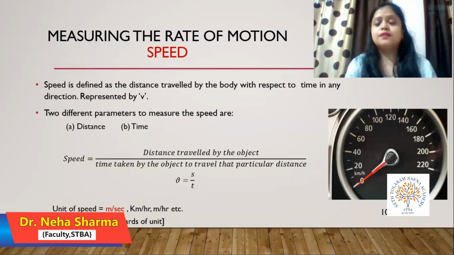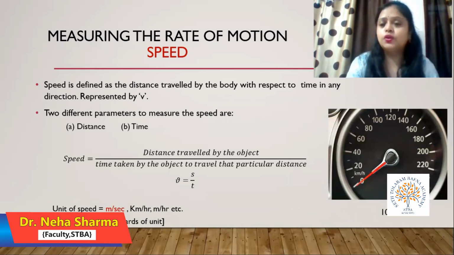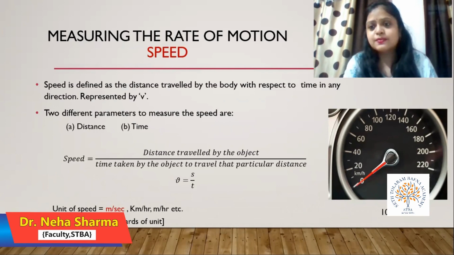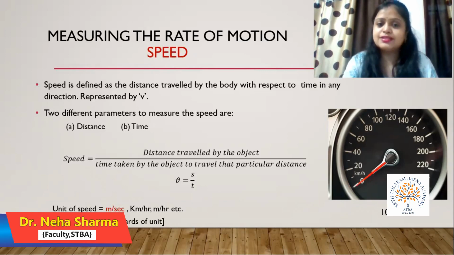Maybe you have heard this term many times, that a particular vehicle is moving with very high speed or some low speed. So what is speed? As in the previous example, you are going to your school from your home. The distance from your home to school is fixed. But depending on the vehicle you use, the time taken is less or more, right? So the two important parameters on which speed depends are distance and time.